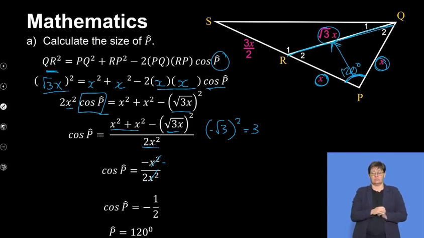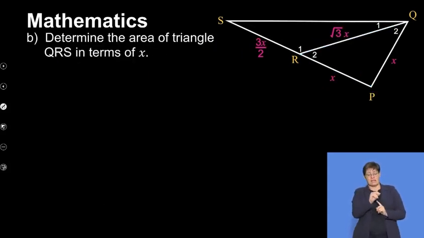Okay, one more question on this. They've asked us to find the area of the triangle QRS in terms of x. So we need to find the area of this triangle here, QRS, in terms of x. And if you notice already, we've got one side and we've got two sides. So we're going to try and make a plan to get some other information.